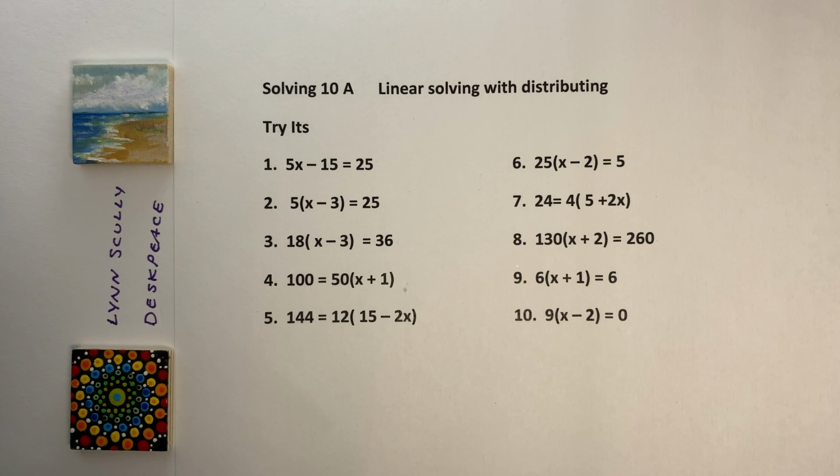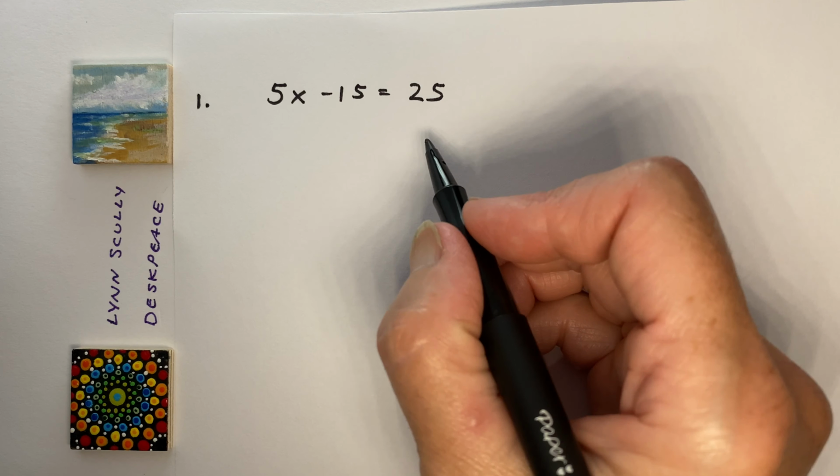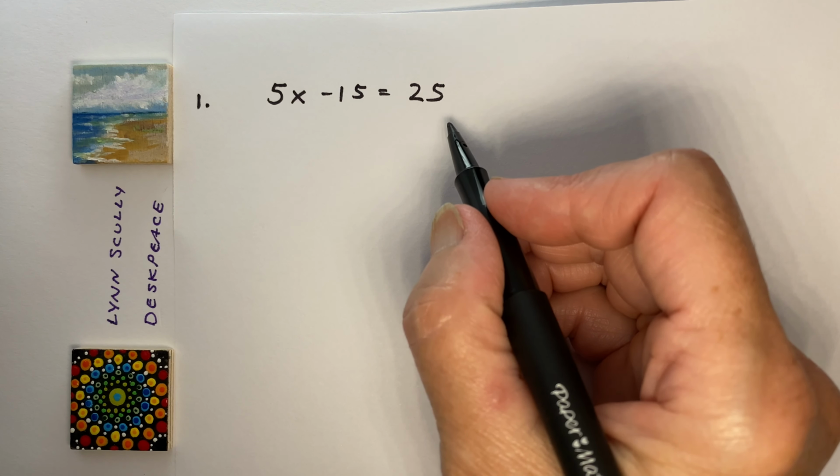So you've watched the examples, take a screenshot and try them along with me. Pause each one and try it on your own, then watch me do it. Let's get started. Number 1, 5x minus 15 equals 25.